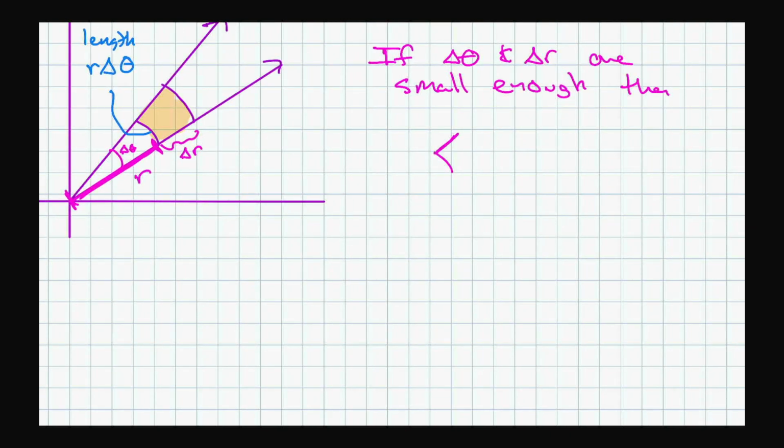your shape like this, the sides are still curved, but if the angle's small, then this and this are almost the same length, right? This is shorter than this, this is longer, this is shorter. But if delta r is small and this is also small, then these are about the same length and these are the same length. And so you've got a shape like this where this side is approximately r delta theta and this side is approximately r delta theta. And then this side and this side are just delta r and delta r.